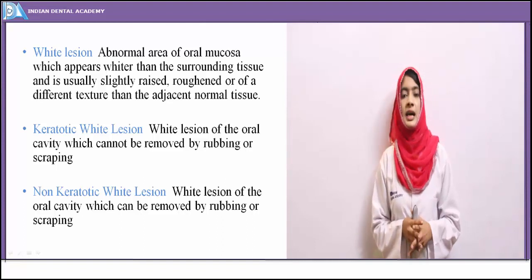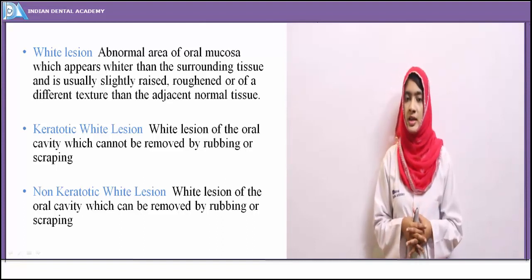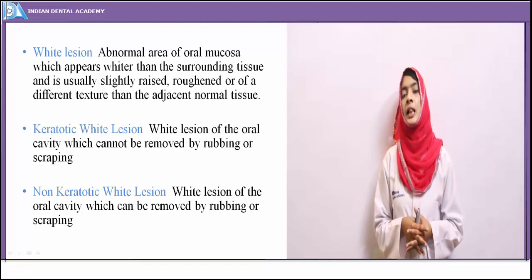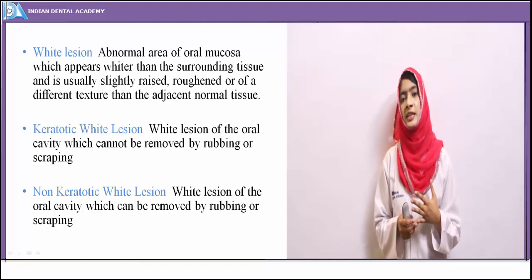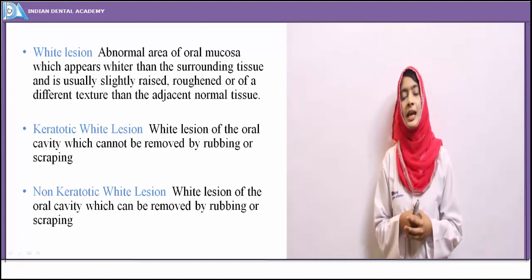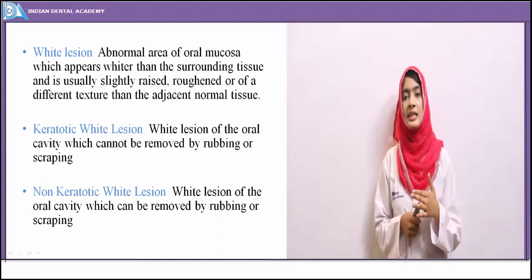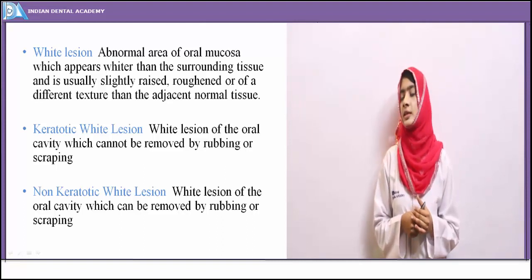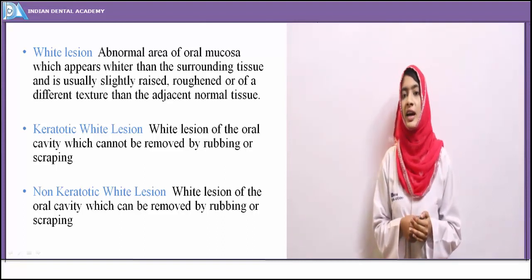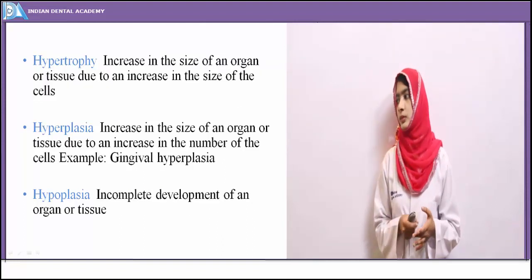Non-keratotic white lesions are the white lesions of oral mucosa which can be removed by scraping, like candidal leukoplakia. You can just scrape the lesion and it goes away. Candidal infection, the fungal infection more commonly, denotes the non-keratotic white lesions of oral mucosa.